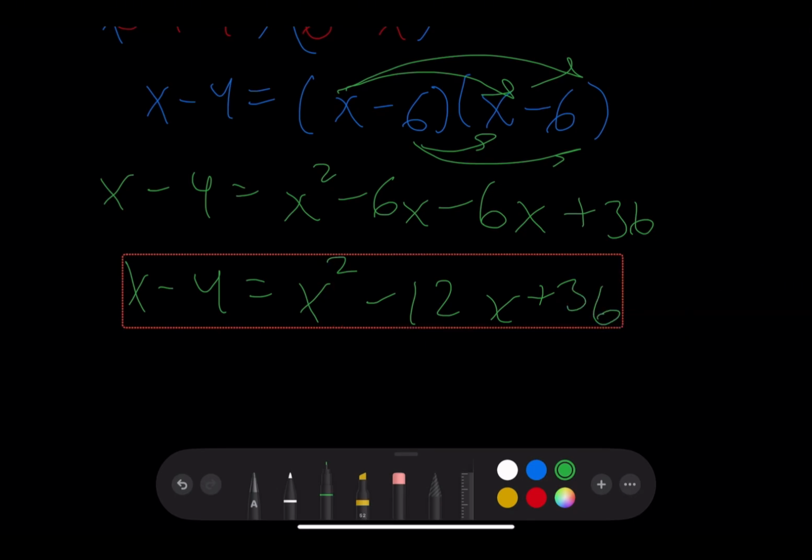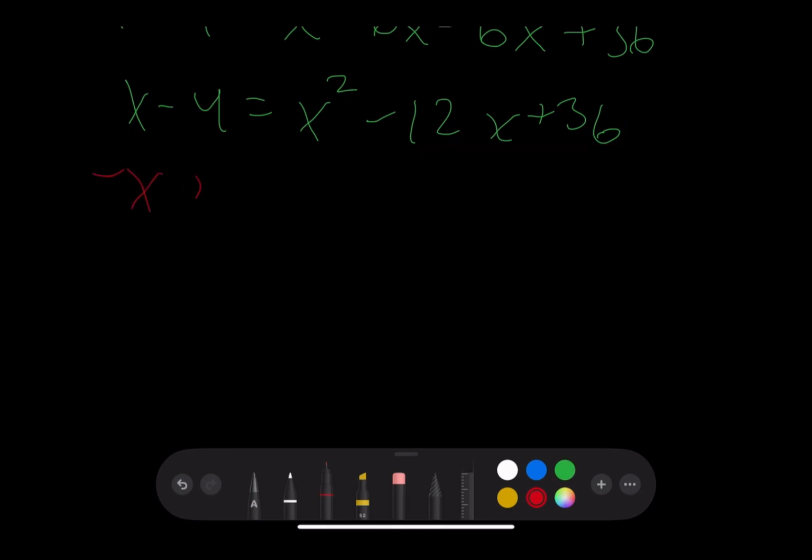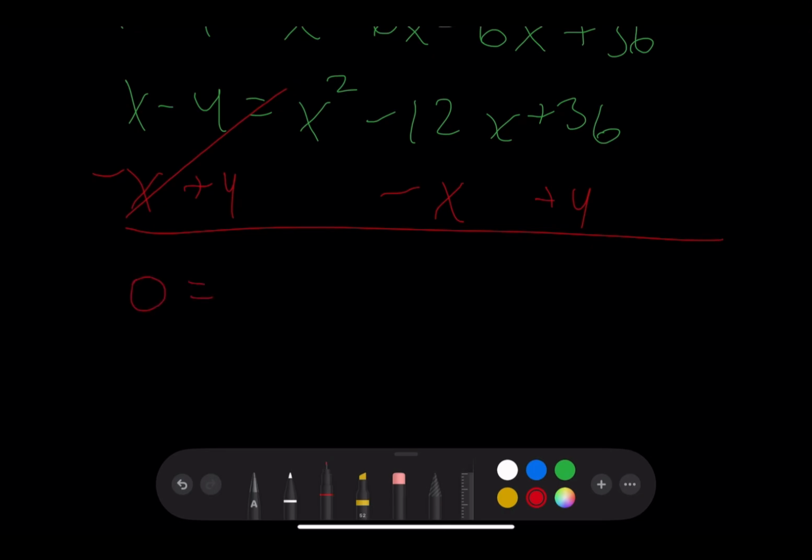Now, if you noticed, we have a quadratic here, so that means we have to set this entire equation equal to 0. We're going to have to take x minus 4 and bring it to the other side, because we don't want x squared to be negative. So we're going to do minus x and a plus 4. Now that it's been set equal to 0, we have 0 equals x squared, negative 12x minus 1x, negative 13x, and then 36 plus 4, that's 40.